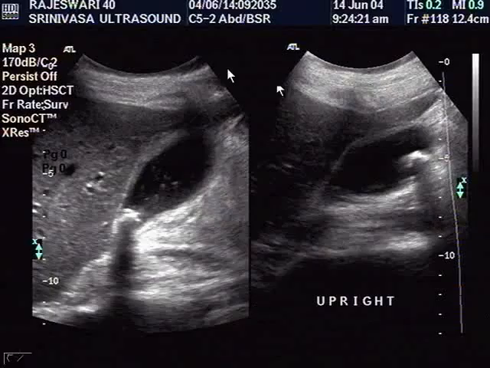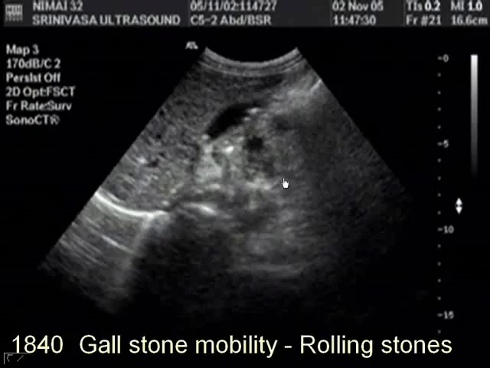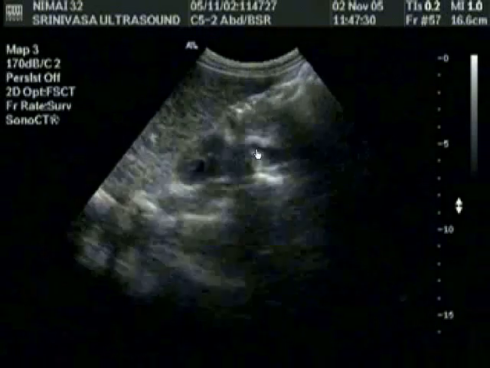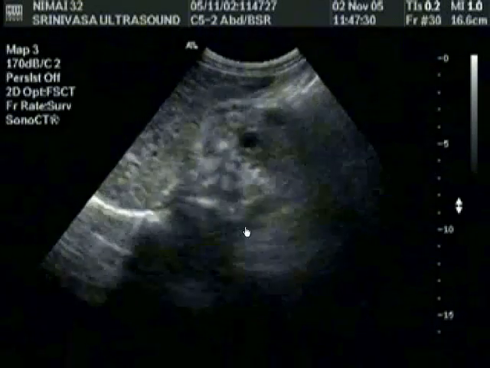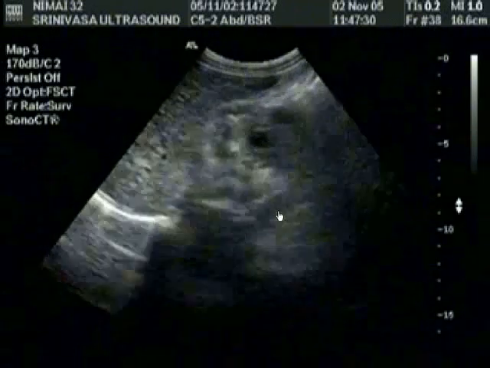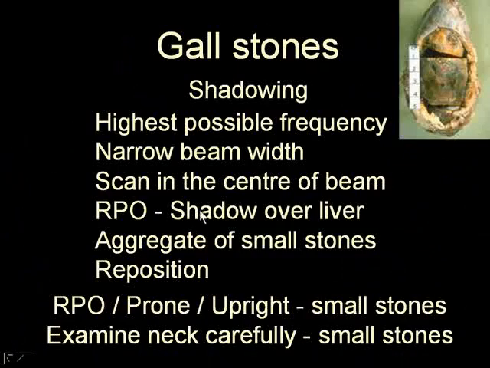Now here is a gallstone that is supine, the stone is in the neck, and when upright, it falls down. That's a typical calculus. On real time, you will find these stones moving down. Look at that, the stones moving down all the way. So that's stone mobility, and you can demonstrate it during the real-time examination.